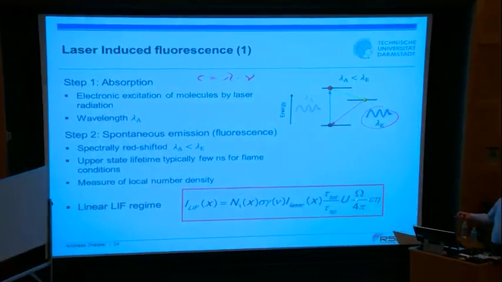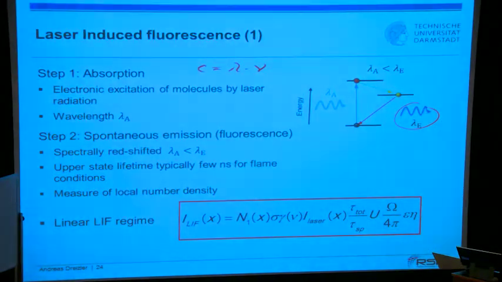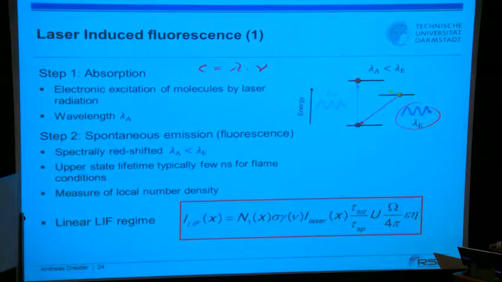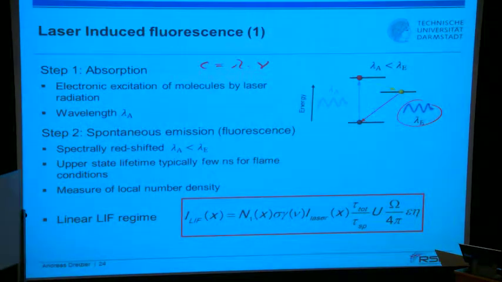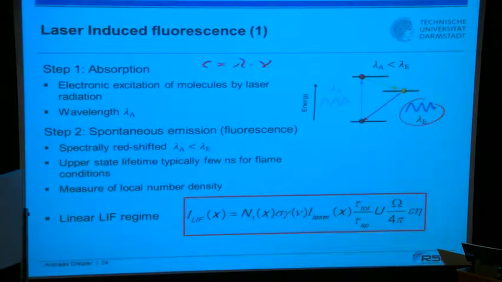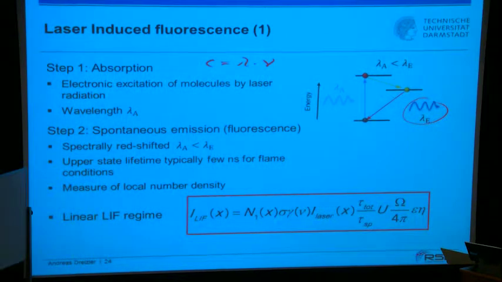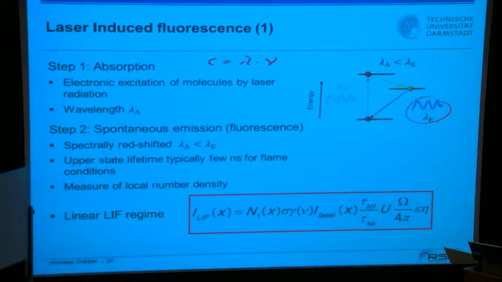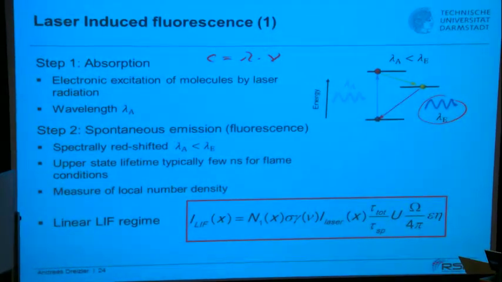Then U in this context means the probe volume. Omega over 4 pi becomes clear in a second. In the end, fluorescence is isotropically distributed. So you excite a molecule, an ensemble of molecules, and they emit the fluorescence in a good approximation isotropically in all directions. And you might use a small lens over here, and then you capture only a small solid angle. And this is this factor, omega over 4 pi.